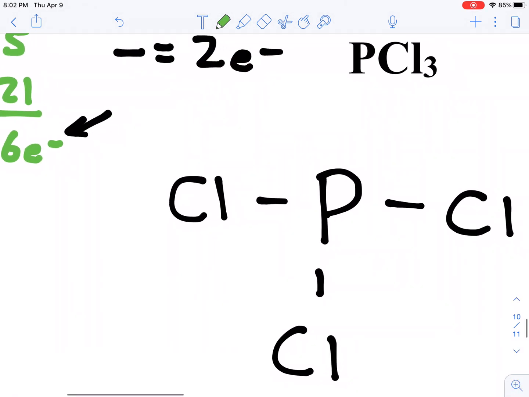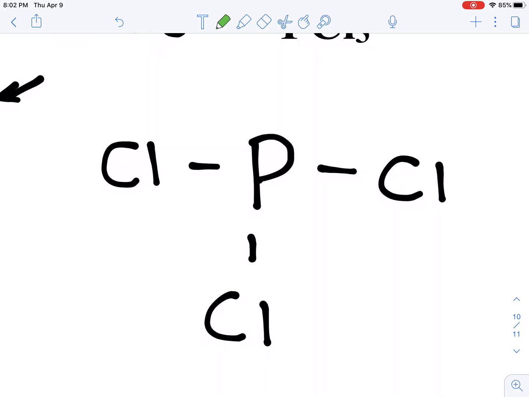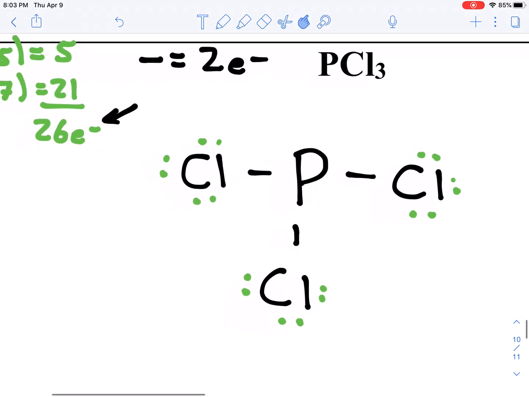So how should we do that? Well, this is the next rule: we are going to start with the terminal atoms, that means the outside atoms, and we are going to fill them up until they have a total of 8 valence electrons apiece, because everyone wants 8 valence electrons, right? So chlorine has 2 electrons right here. We are going to give it 6 more. There's 2, 4, 6. Now it has 8. This chlorine has 2, 4, 6. Now it has 8. This chlorine has 2, 4, 6. Now it has 8.